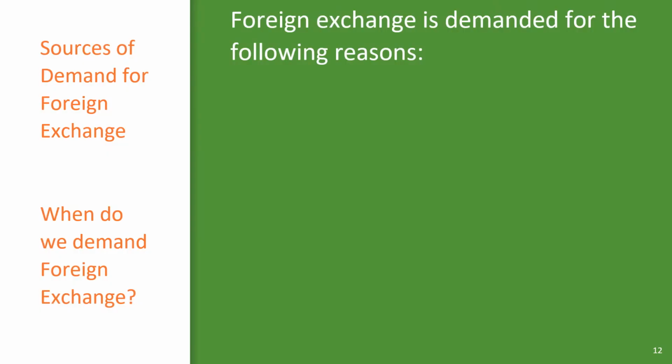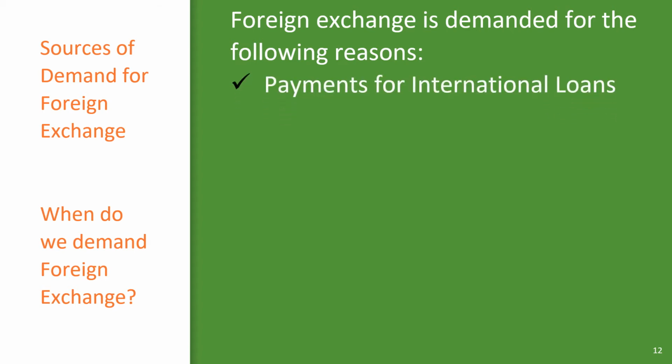Having said that, let us now study what the sources of demand for foreign exchange are. In other words, when do we demand foreign exchange? Foreign exchange is demanded for the following reasons. First, if we need to pay international loans, then definitely we will demand foreign exchange in the international money market and we will pay the loans. We cannot pay in our own currency, can we? We need to pay in the foreign currency. So we may demand foreign currency in order to make payments for international loans.